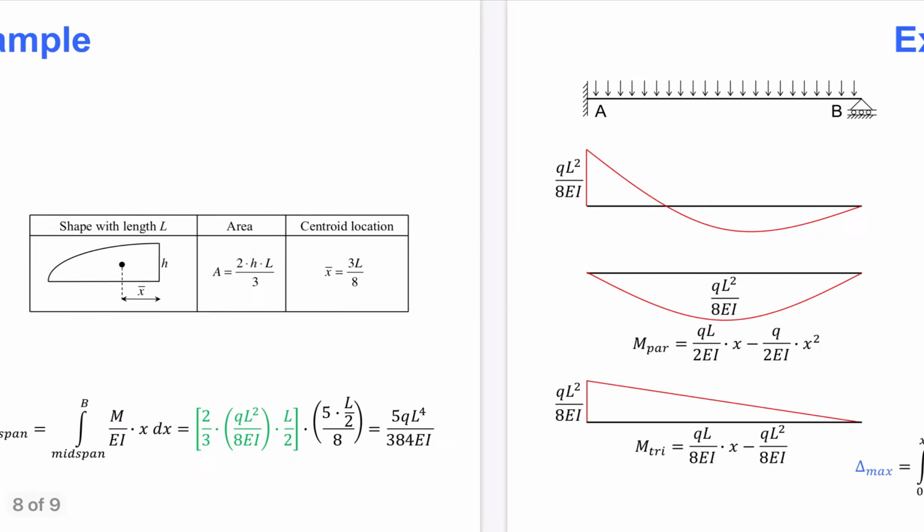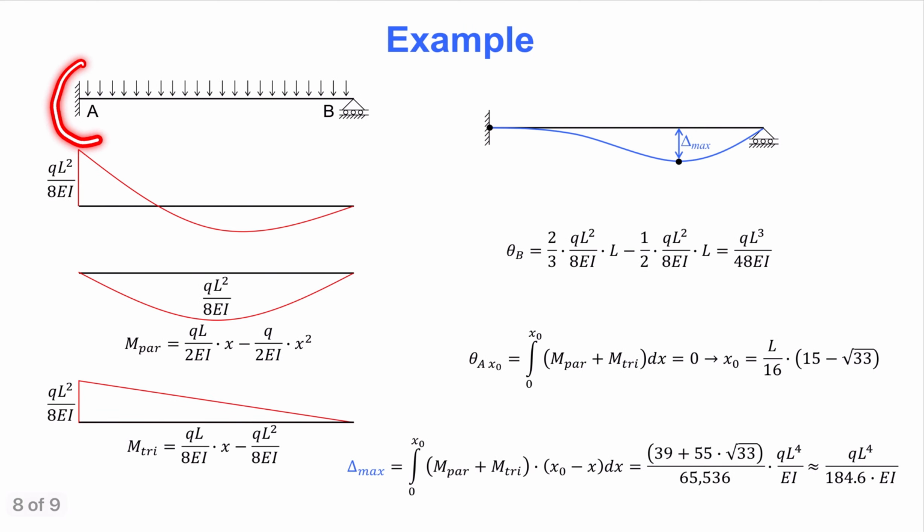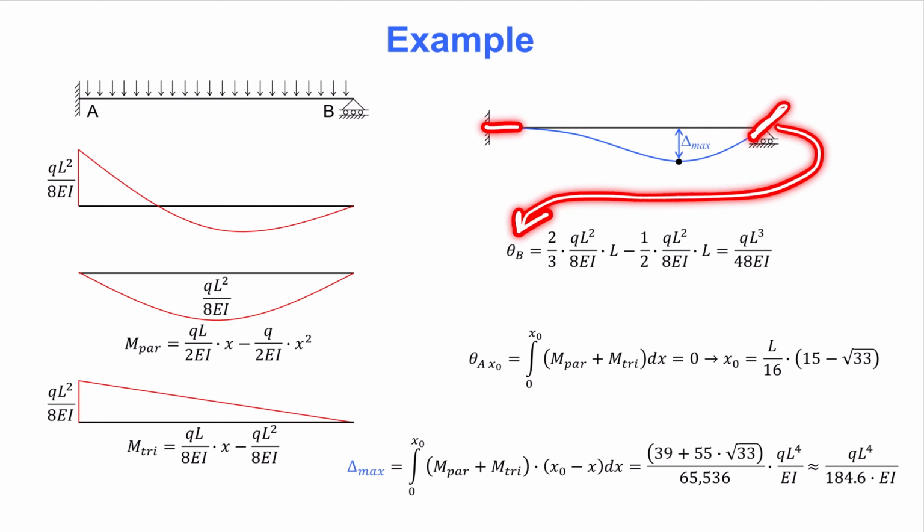The next slide addresses a statically indeterminate beam with known bending moment diagram. That is the reason why the curvature diagram is shown here, with maximum value qL²/8EI. In this example, we wish to determine the rotation at B and the maximum displacement of the beam. The rotation is easy. Because the rotation is 0 at A, we find the rotation at B by integrating the curvature diagram between A and B.